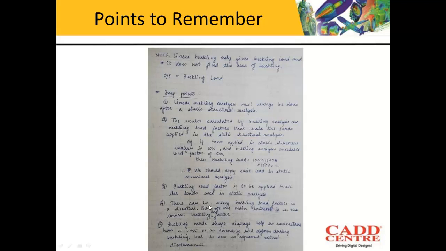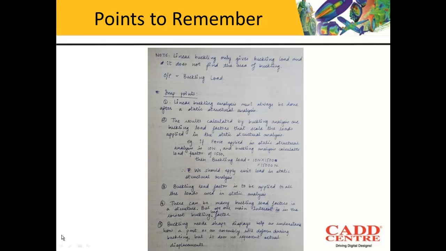The next point is there can be many buckling load factors in a structure. That means you can get multiple load factors. But our main interest is in the lowest buckling load factor. Whichever is the lowest value is of main interest to us. If you are getting the first 5 buckling load factors, the first one, which will be the lowest, is the main buckling load factor that we will be interested in. That is why, instead of calculating the first 10, first 5 or first 3 buckling load factors, we can find only one, which will be the first and the lowest one. So we can only take that into consideration.